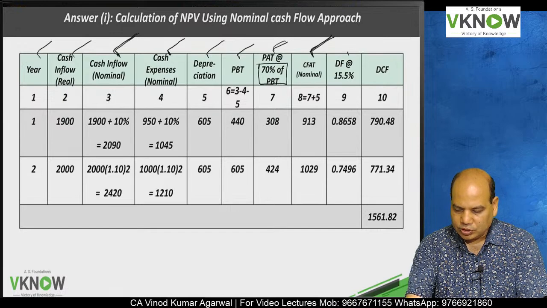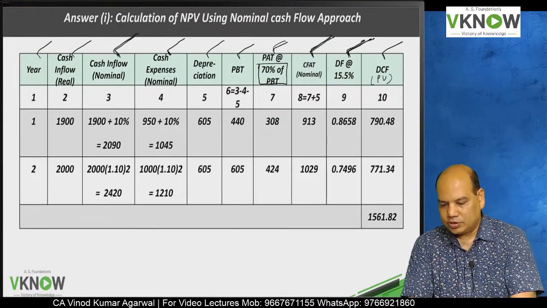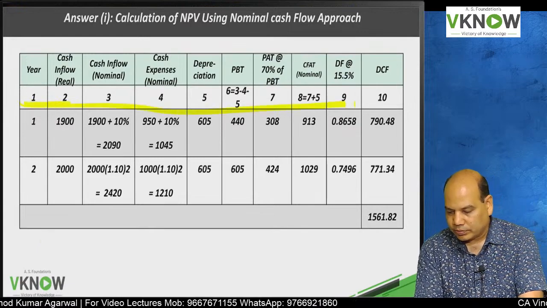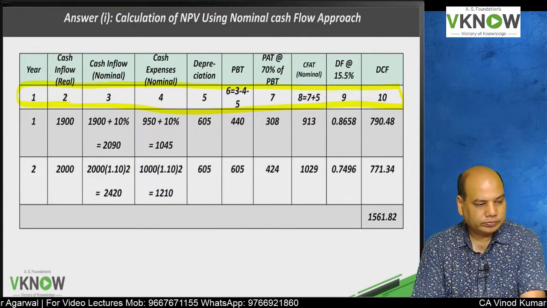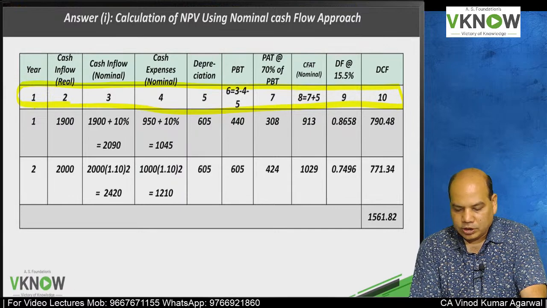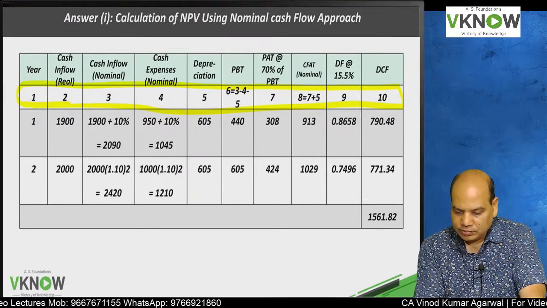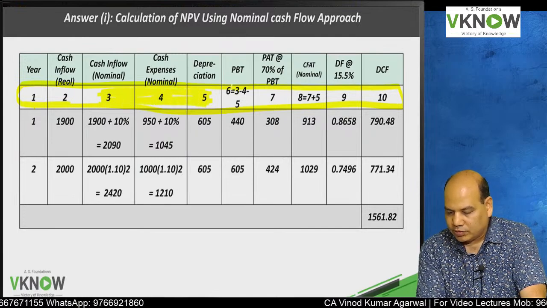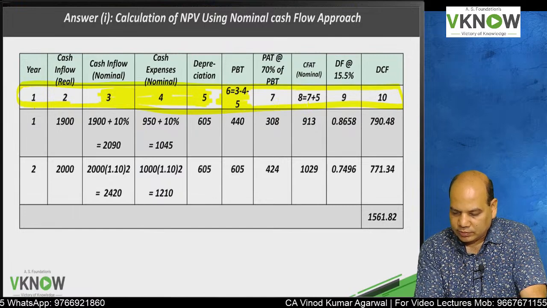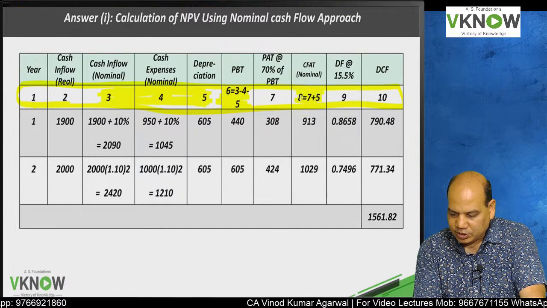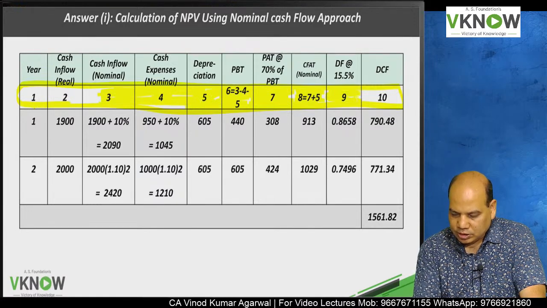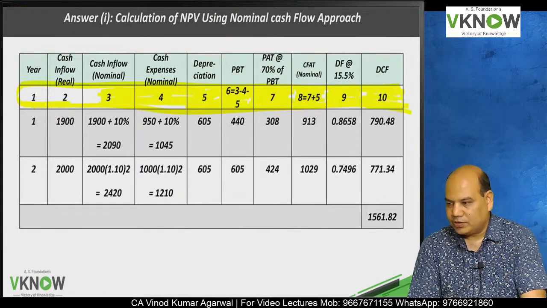nominal, discounting factor at 15.5% and PV. Draw this table first. Write down column numbers also. Column number 1, 2, 3, 4, 5. 6 will be 3 minus 4 minus 5, which is PBT. Column number 7 is PAT. 8 will be PAT plus depreciation, column number 7 plus column number 5. Then 9th number is discounting factor. 10th number is present value.